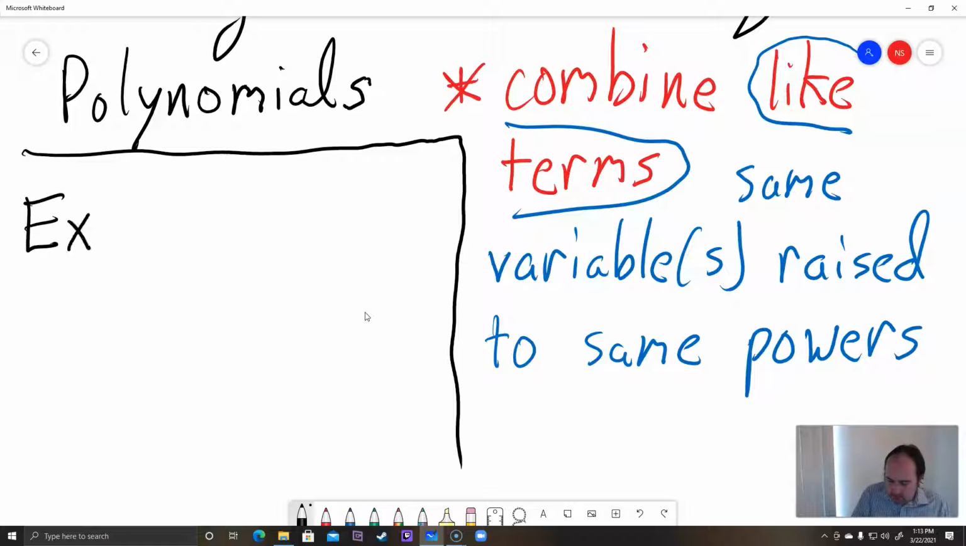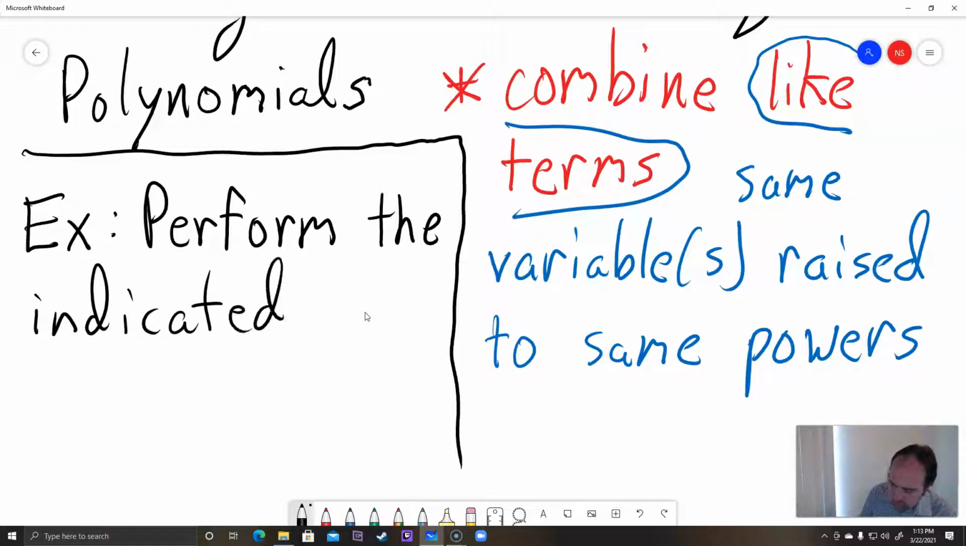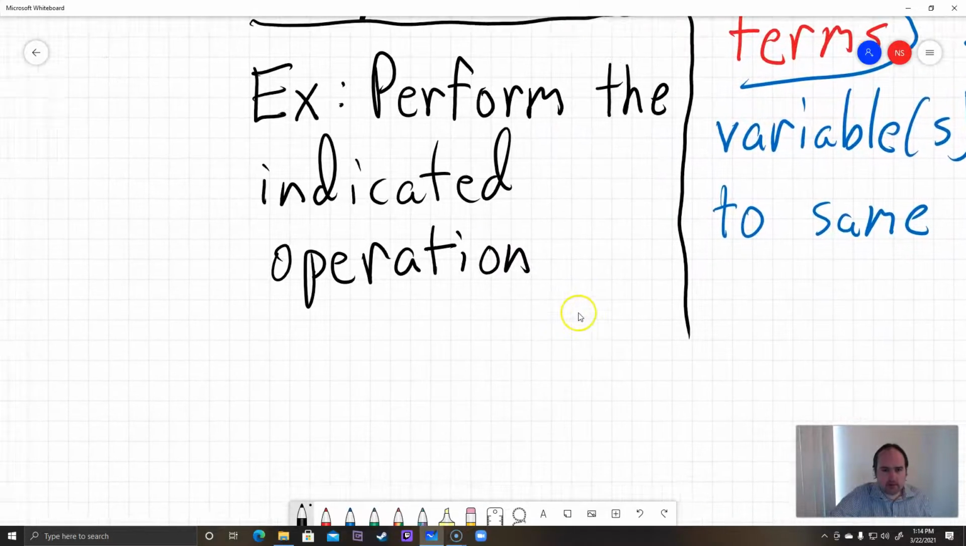Here they say perform the indicated operation. When they say that, that's just going to mean we're going to simplify. And of course, the way we simplify for these problems is we're going to add or subtract polynomials by combining like terms. Okay, so let's jump into an example.